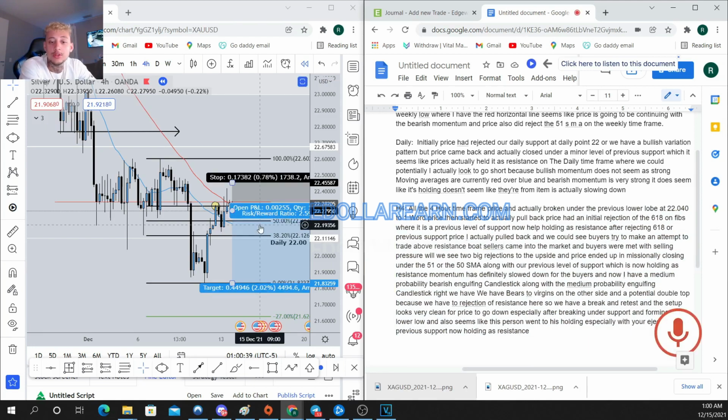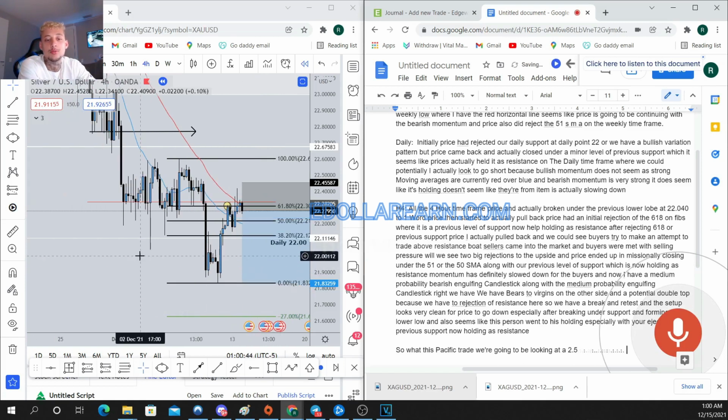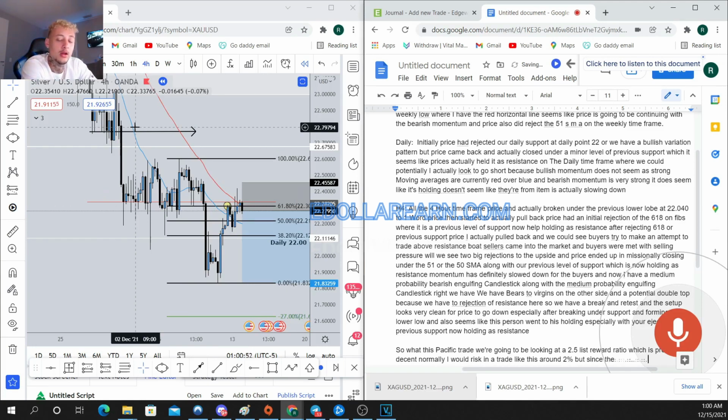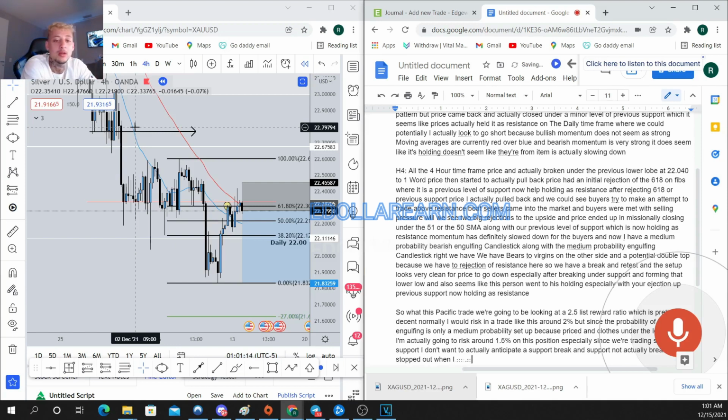We're obviously going to edit all of this in a second, but what we're going to do is talk about the risk. So with this specific trade, we're going to be looking at a 2.5 risk to reward ratio, which is pretty decent. Normally I would risk in a trade like this around 2%, but since the engulfing is only a medium probability setup because price didn't close under the lowest low, I'm going to risk around 1.5% on this position, especially since we're trading so close to support. I don't want to anticipate a support break, have support not actually break, and get stopped out when I have a medium probability bearish engulfing, and again price is trading under support.